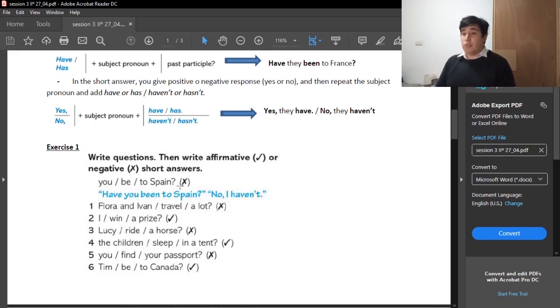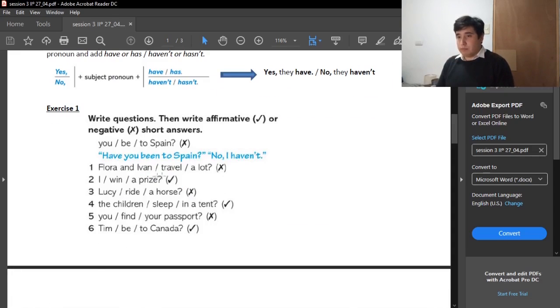Now the answer. We need to write a negative answer. So, no, I haven't. Subject and the auxiliary in negative form, because we are saying no. Here you have to be very careful. Be very careful. All the questions that are with you are not answered with you, they are answered with I. Because I ask you, have you been to Spain? And you don't answer, yes, you have been to Spain. One answers, yes, I have been to Spain. Or in this case, no, I haven't been to Spain. Okay? There you go. You can create the questions and the answers following the example.